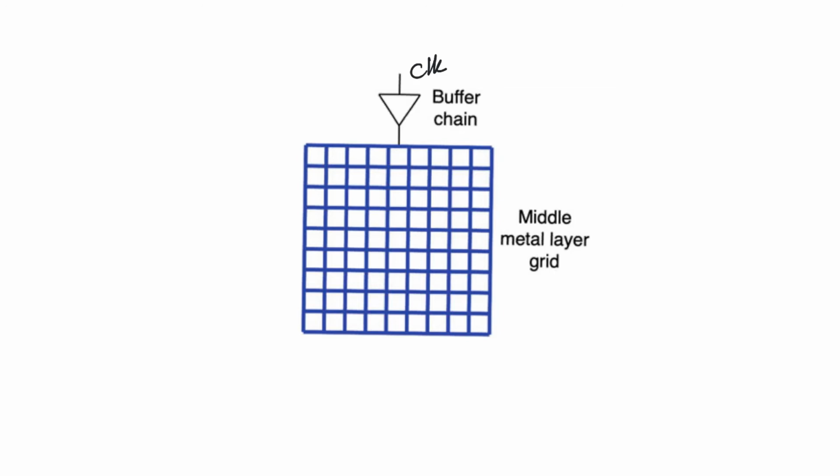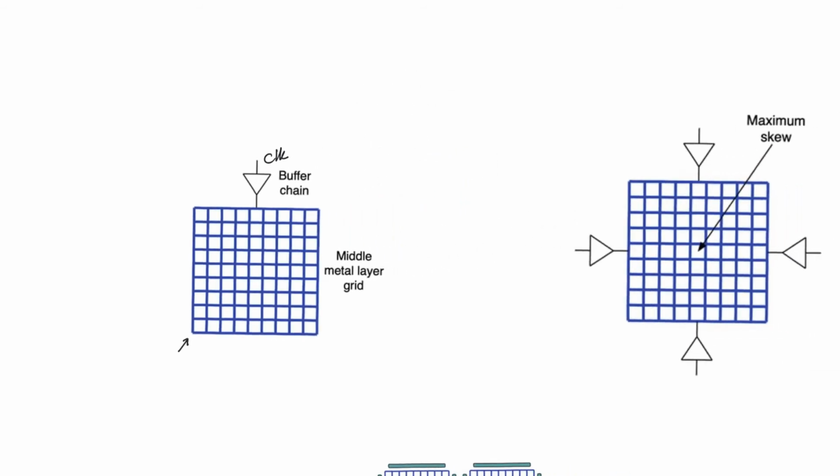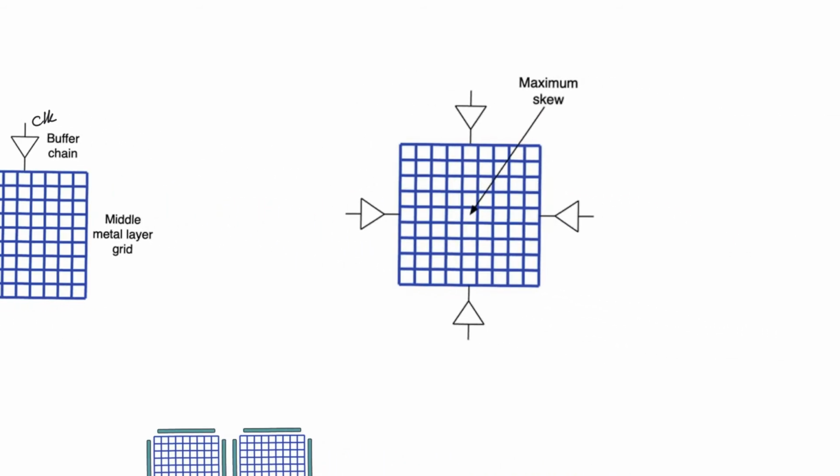There's going to be a maximum skew between registers at this end of the chip and registers at this end of the chip. Or if we talk about absolute skew relative to the original clock, then the absolute skew is maximum towards the end of the grid. But we can solve that by actually driving the clock from all directions, which leads to maximum skew relative to the ideal clock near the center of the grid.